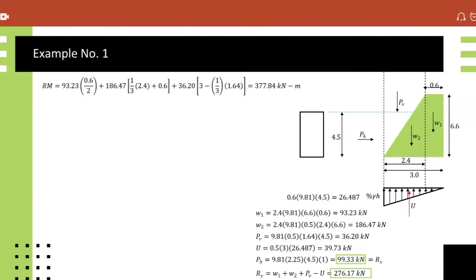So, next is the overturning moment. Kung titignan nyo dyan is napakadali lang naman.